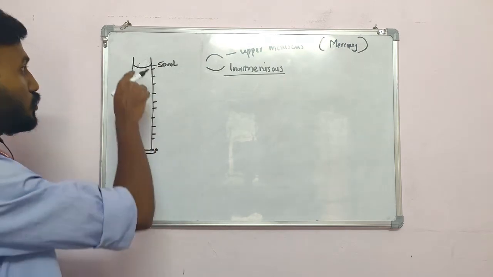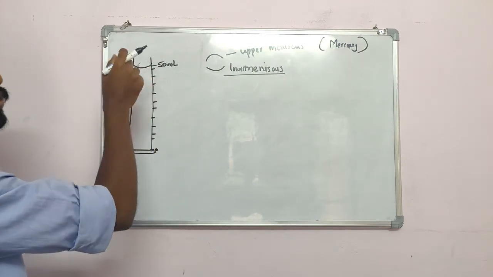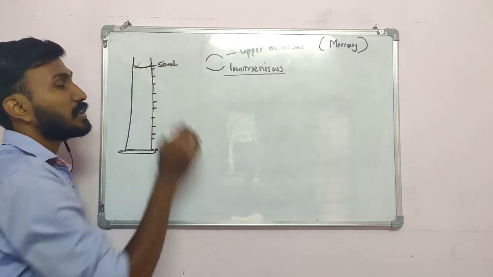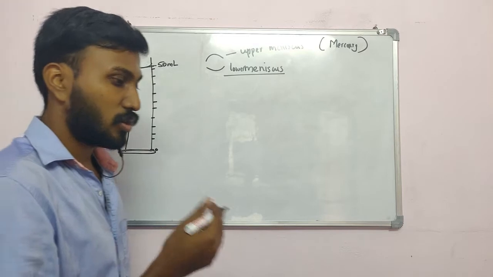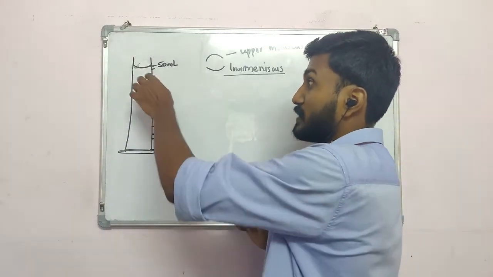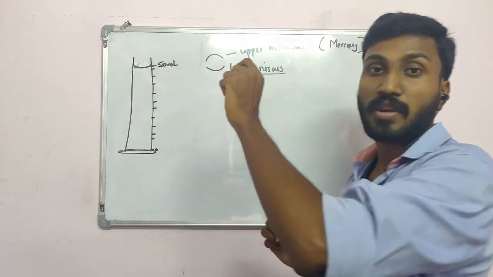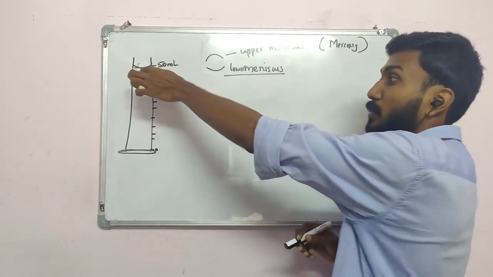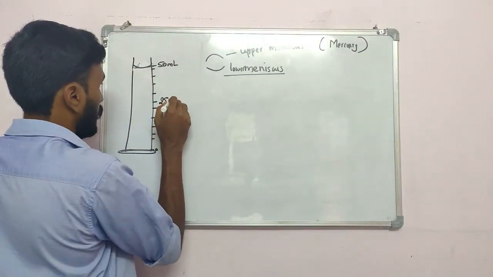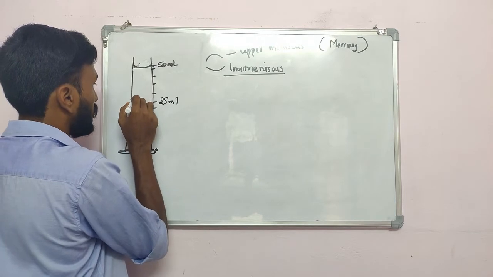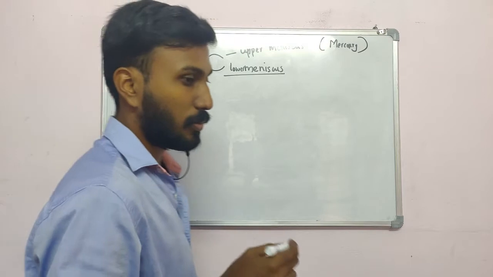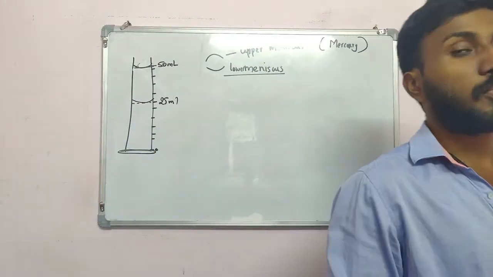And we have to measure the coincidence. We have to measure a particular volume. The lower meniscus should be touching the mark. If you have to take 50 ml, then the lower meniscus should coincide with the 50 ml marking. If it coincides with the 50 ml marking, we can say that the liquid is about 50 ml. Suppose the lower meniscus touches the 25 ml marking, then we can say that the liquid has a volume of about 25 ml.